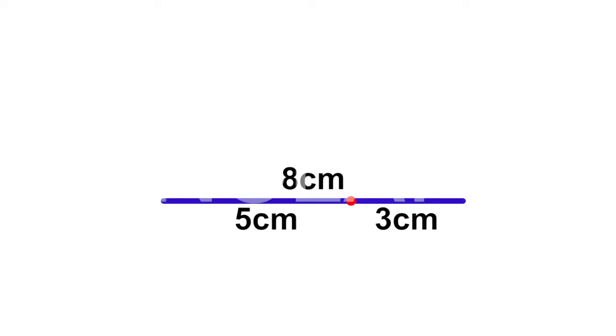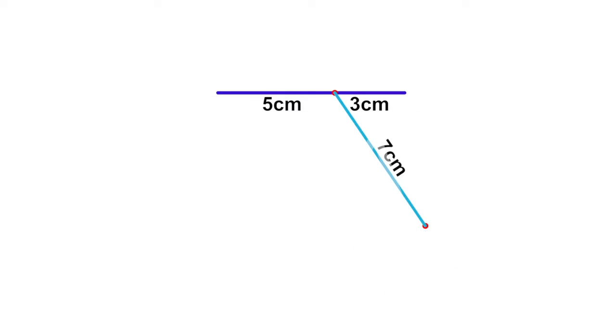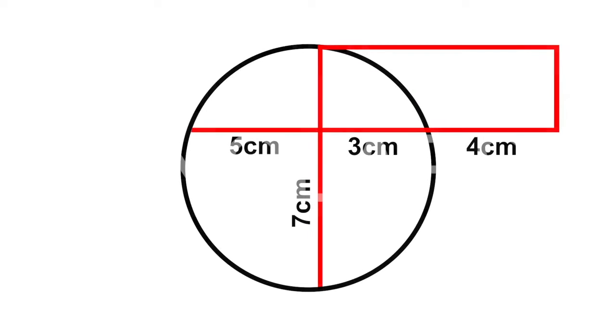From this point, mark another point which is 7 cm away. Now draw a circle which passes through the end points of the first line and the new point we got. Now join the line as shown. The new line obtained is the width of the rectangle which we are going to draw.